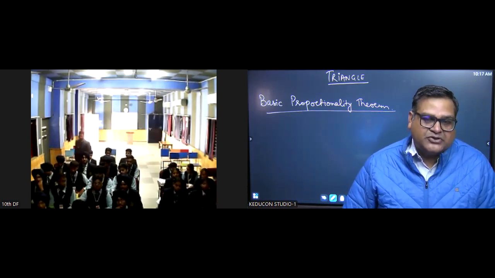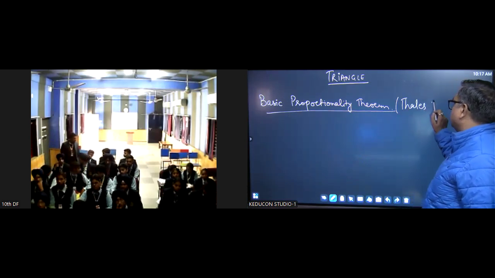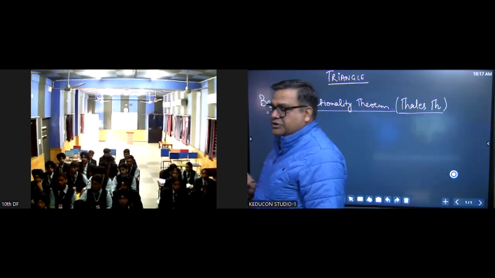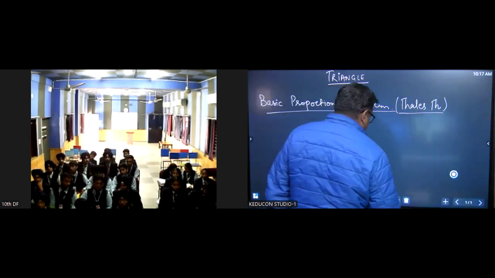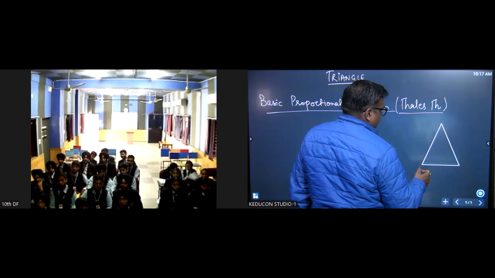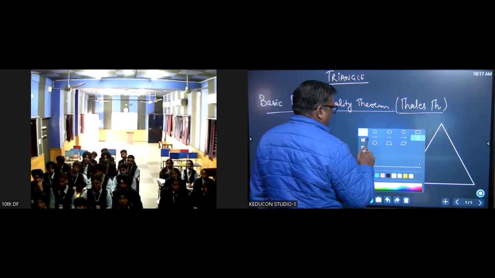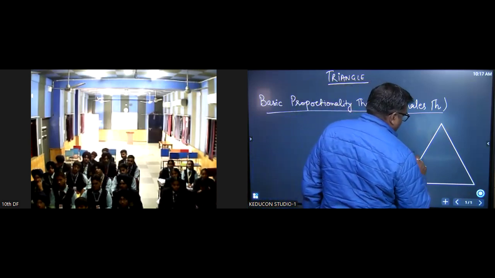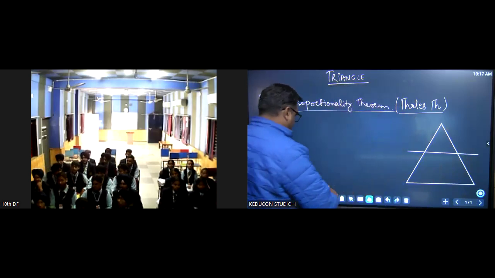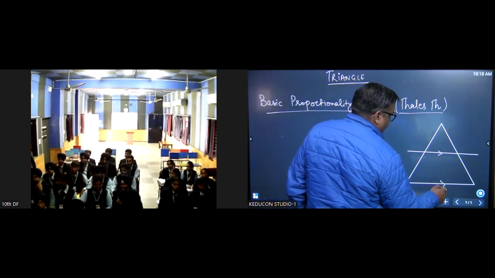So basic proportionality theorem, बच्चों. Now, what is basic proportionality theorem? Another name for this theorem is Thales' theorem. Now, what basic proportionality theorem says, if we have a triangle, right? And there is a line drawn. So, students, this line is drawn parallel to one side of the triangle.